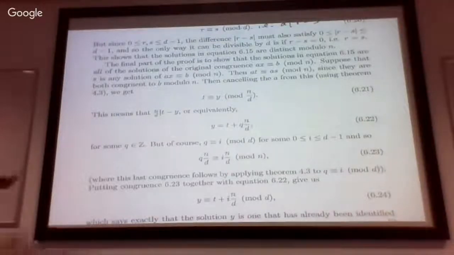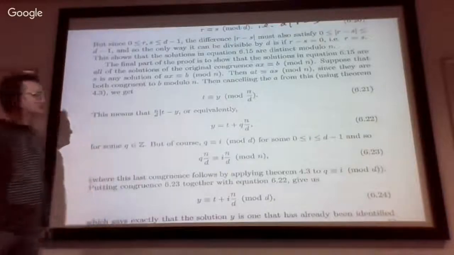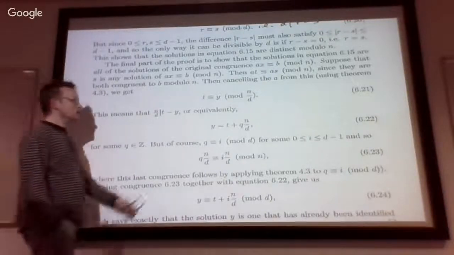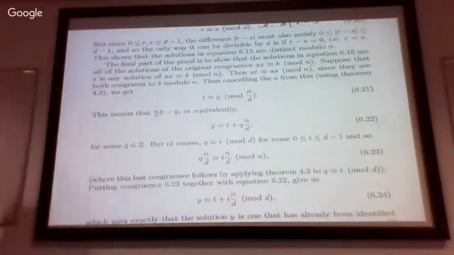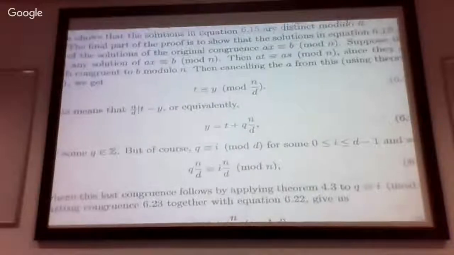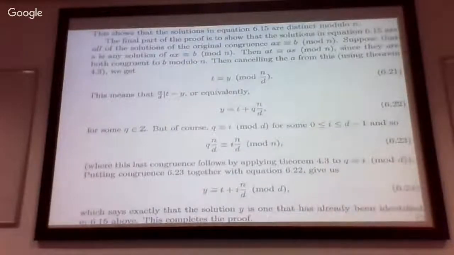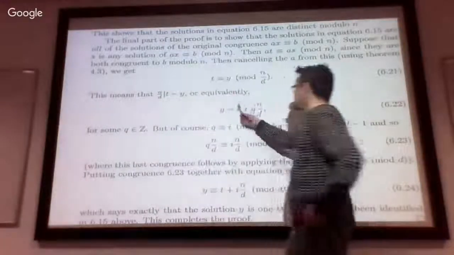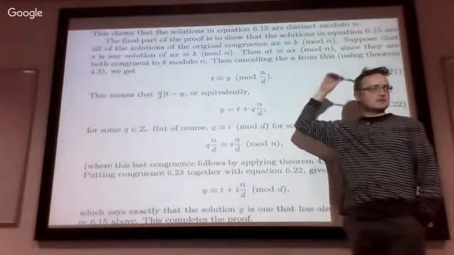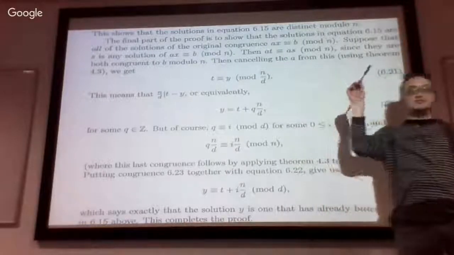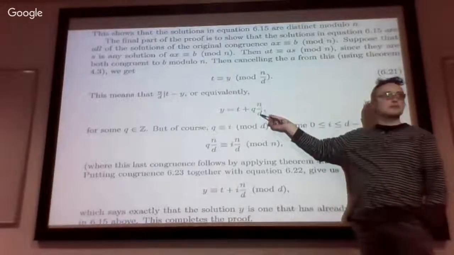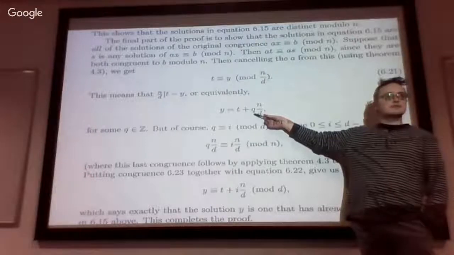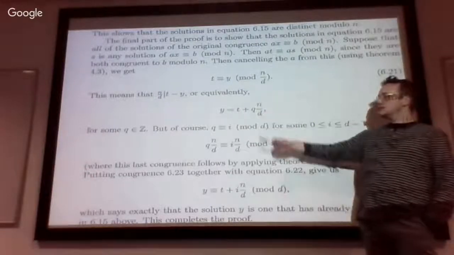And that means that N over D divides the difference, T minus S. Or equivalently, S can be written as T plus some multiple of N over D. So S is equal to T plus some multiple Q, say, of N over D. But this is beginning to look awfully like one of the solutions we wrote down at the top. Our collection of solutions, T plus I times N over D. Here's one that looks kind of similar, T plus Q N over D. Now we don't know what the Q is.